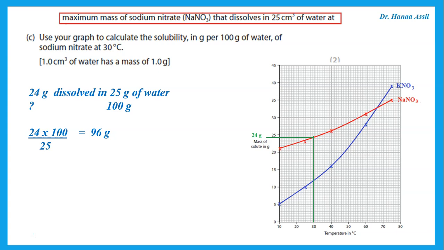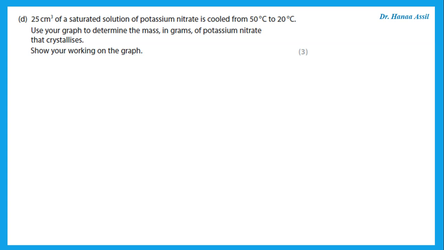How much would dissolve in 100? That's what we're required to get. So 24 grams dissolved in 25 grams of water, how much in 100? And you cross multiply.